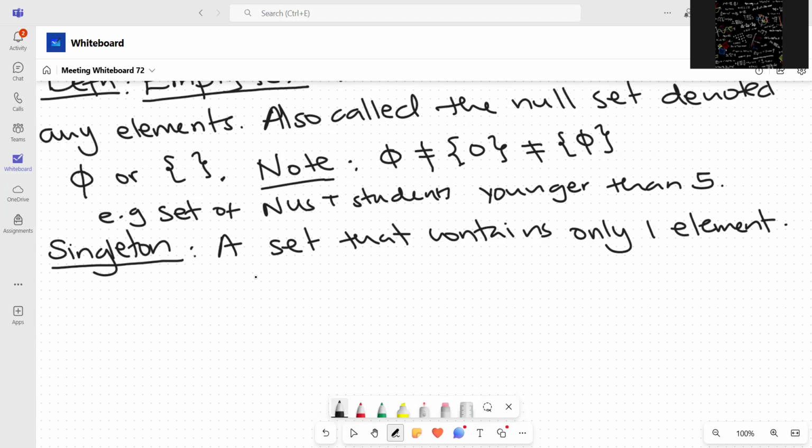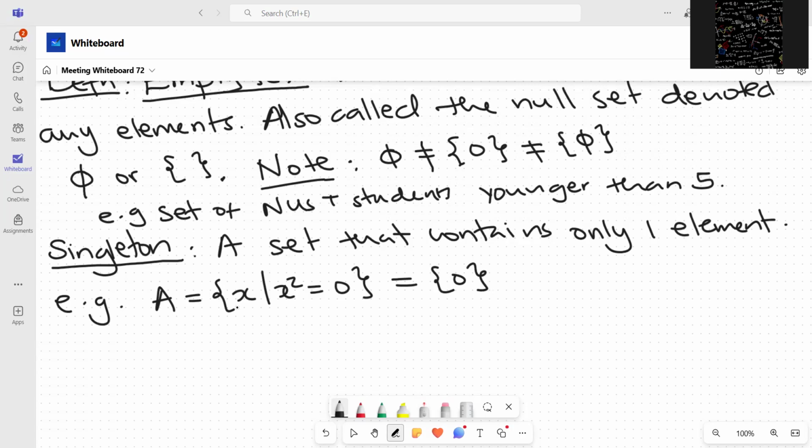A singleton contains only one element. Some examples: A is equal to x such that x squared is equal to 0. If you solve x squared equals 0, the only solution is that x is equal to 0. So this set A contains only the element 0, and that is why it is a singleton. We have another one, B.